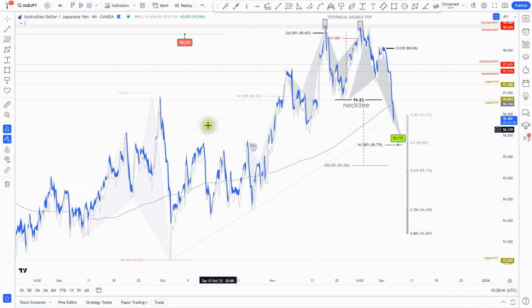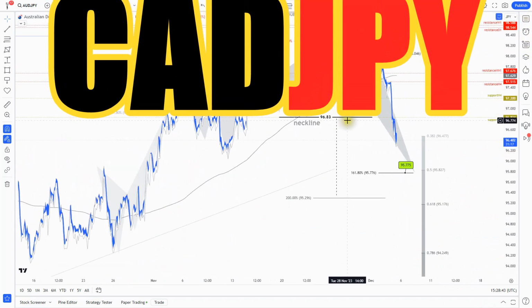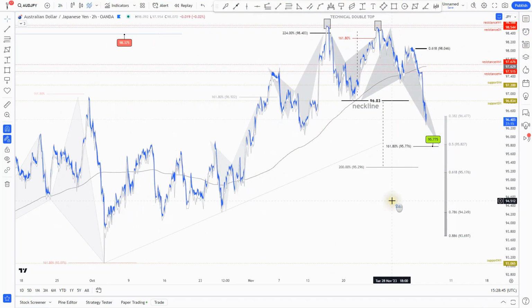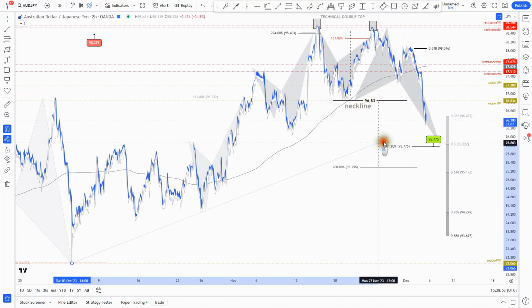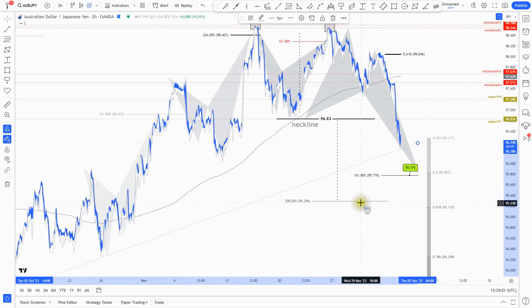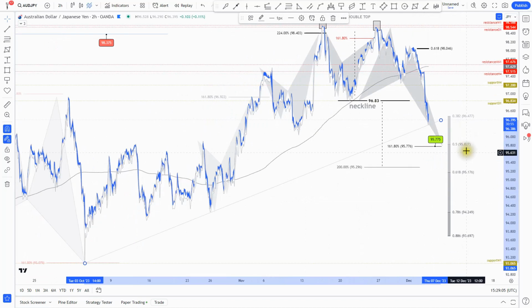The Aussie, we can go into a lower time frame. The Australian dollar, we have a technical double top, and we have a broken neckline. As we can see, we are also approaching potential trend line support. Actually, we are now threatening this support trend line. It's possible to find some pressure there.